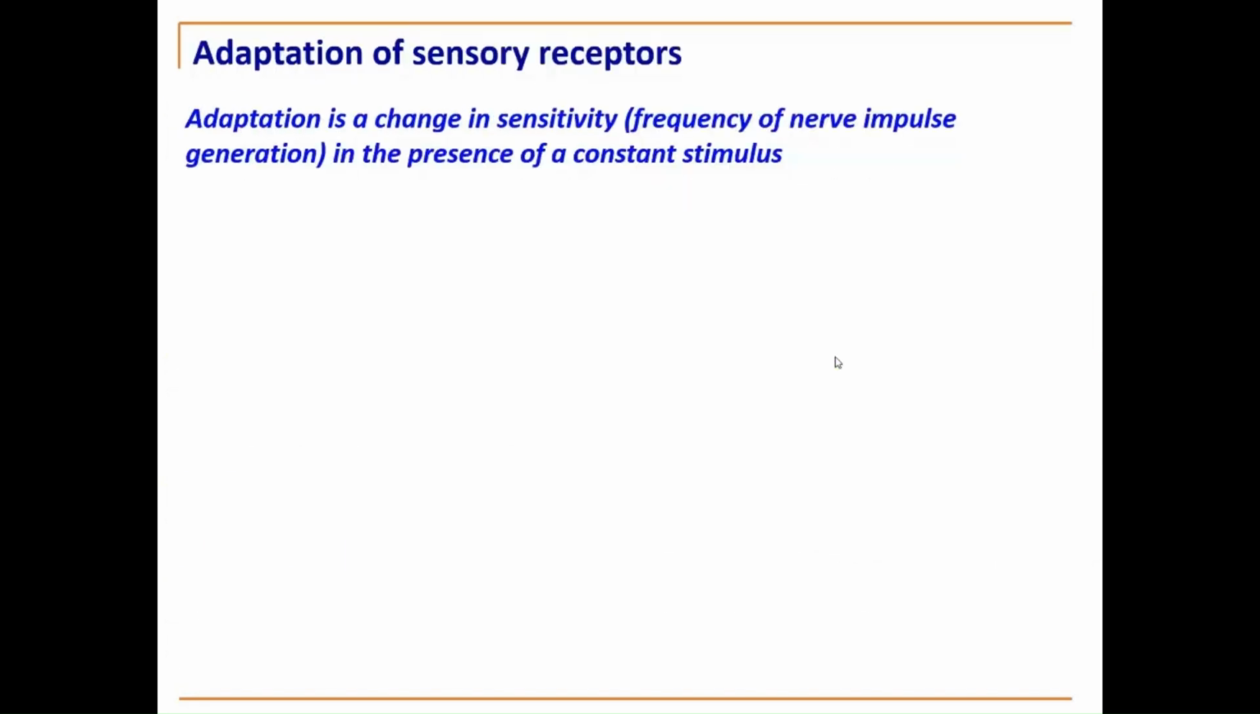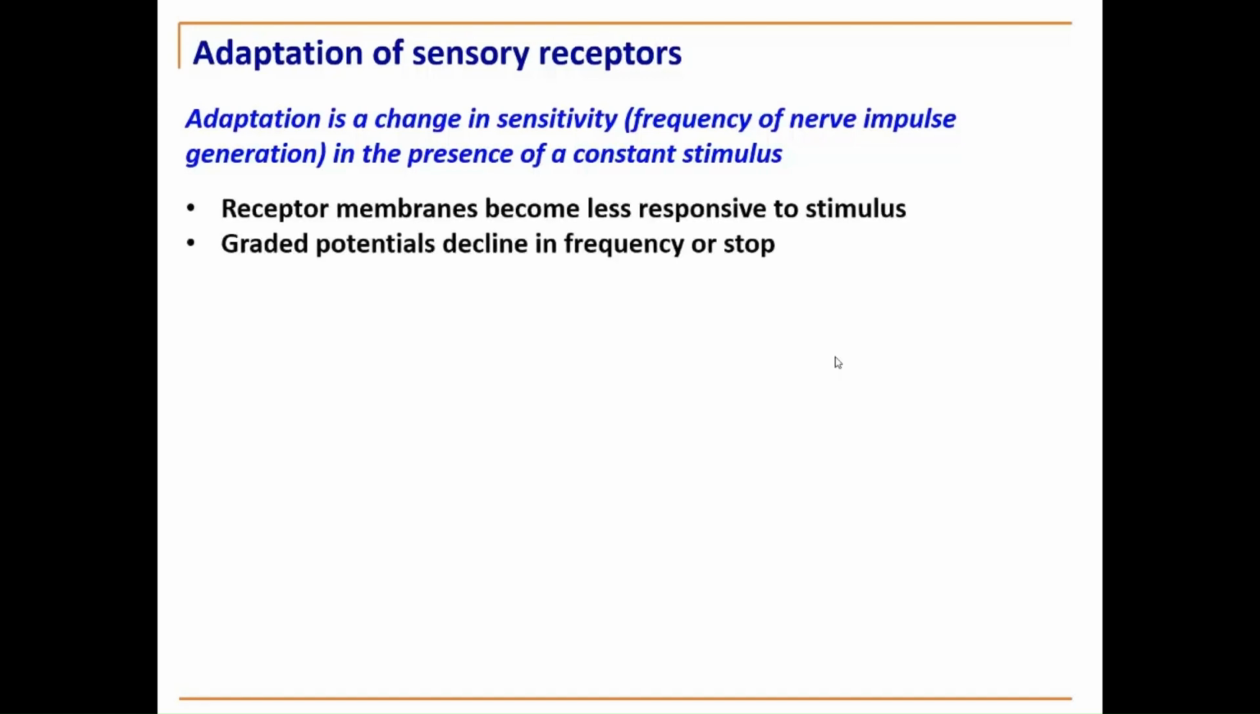And our sensory receptors are also able to adapt, or some of them at least. Adaptation is just a change in sensitivity. In other words, a change in the frequency of nerve impulse generation in the presence of a constant stimulus. And so information about the stimulus, its strength, duration and pattern is encoded in the frequency of nerve impulses. Many, but not all, receptors exhibit adaptation, which is a change in sensitivity and therefore nerve impulse generation.